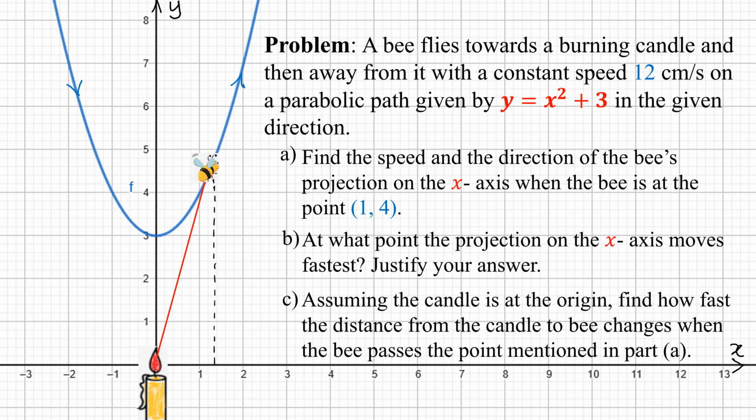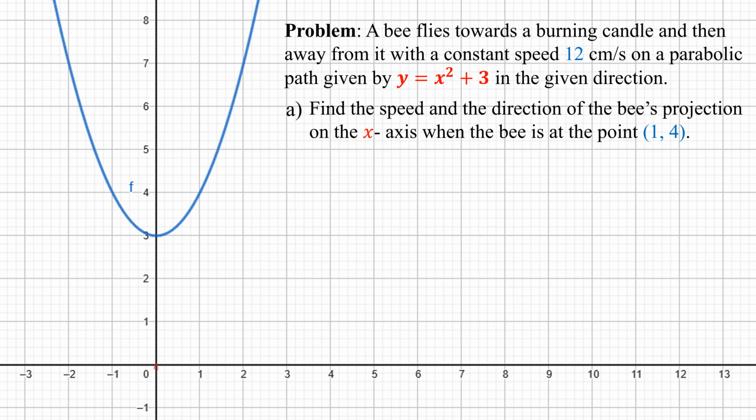This question can actually be answered in multiple ways. I'm going to show you a technique that you may not have seen before. So let's see how we can do that. Let's do part A in a slightly different way.